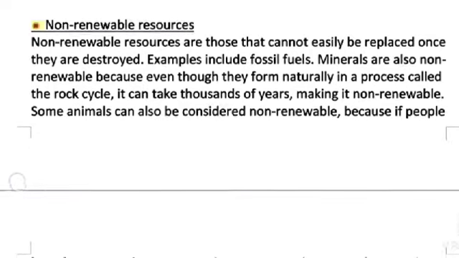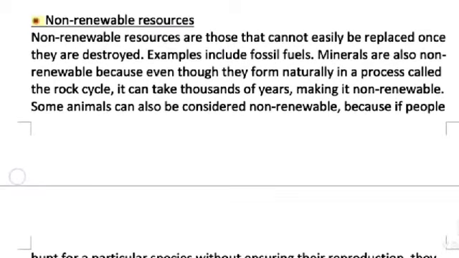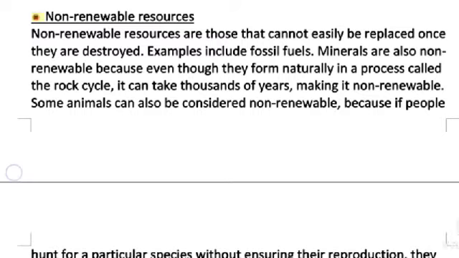Non-renewable resources. Non-renewable resources are those that cannot easily be replaced once they are destroyed. Examples include fossil fuels. Minerals are also non-renewable because even though they form naturally in the process called the rock cycle, it can take thousands of years, making them non-renewable.